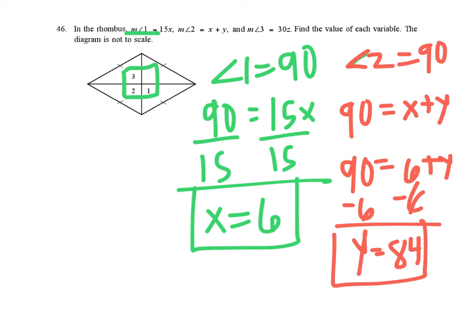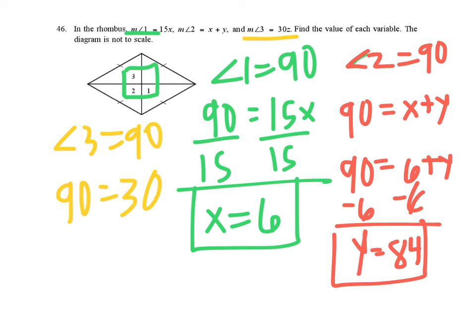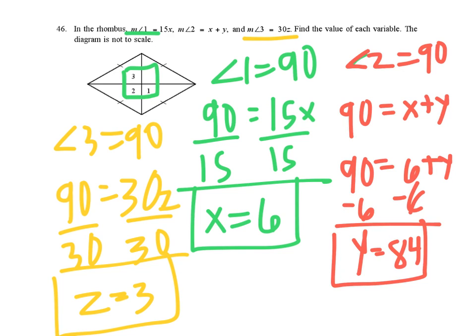And then our last one, we're looking for z. We know that angle 3 equals 90, and 90 will have to equal 30z. We will just divide both sides by 30, and we get z equals 3. So our final answers are x is 6, y is 84, and z is 3.